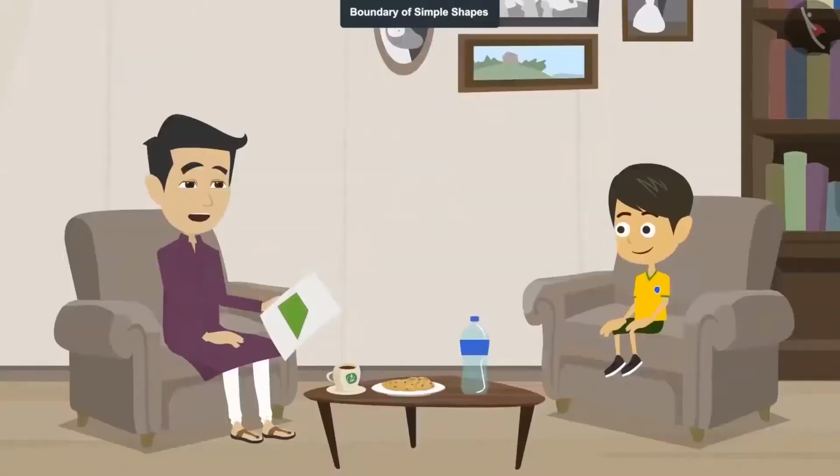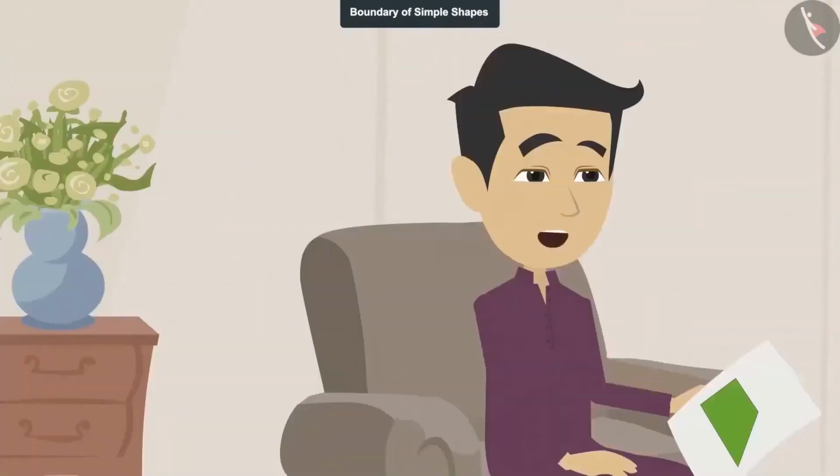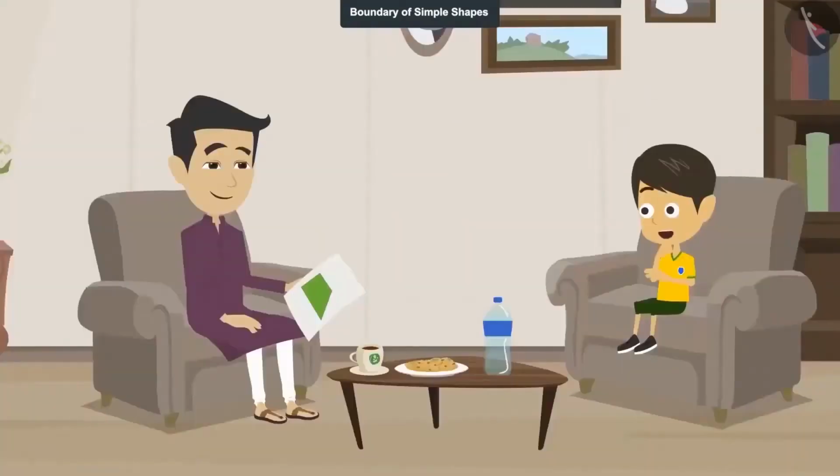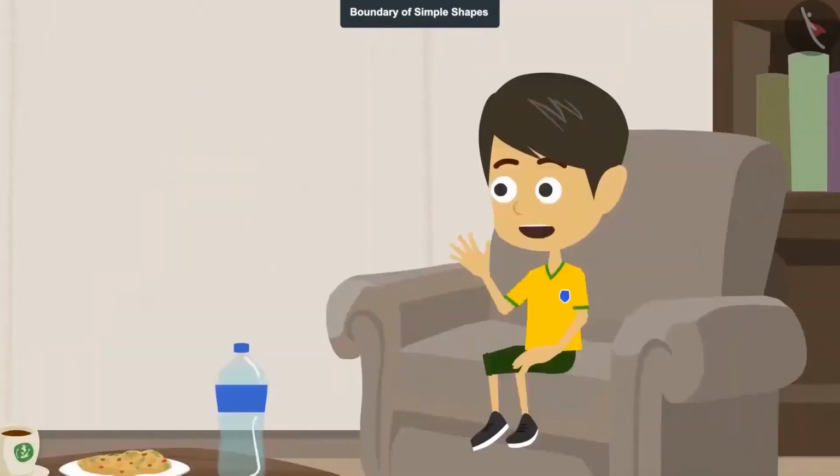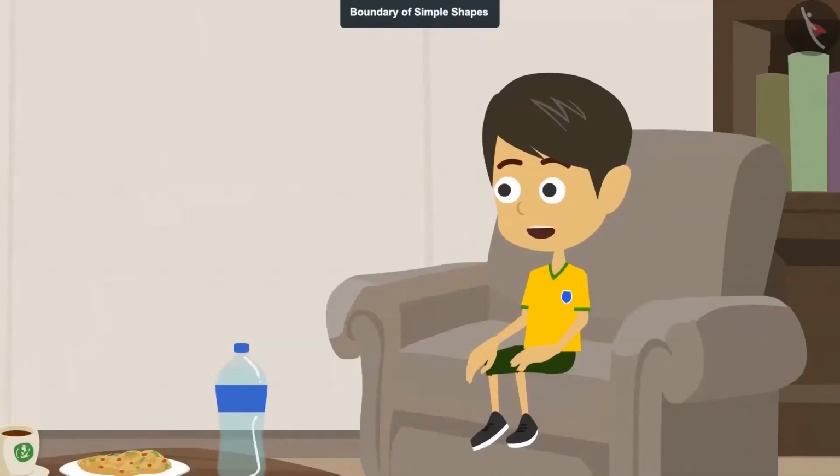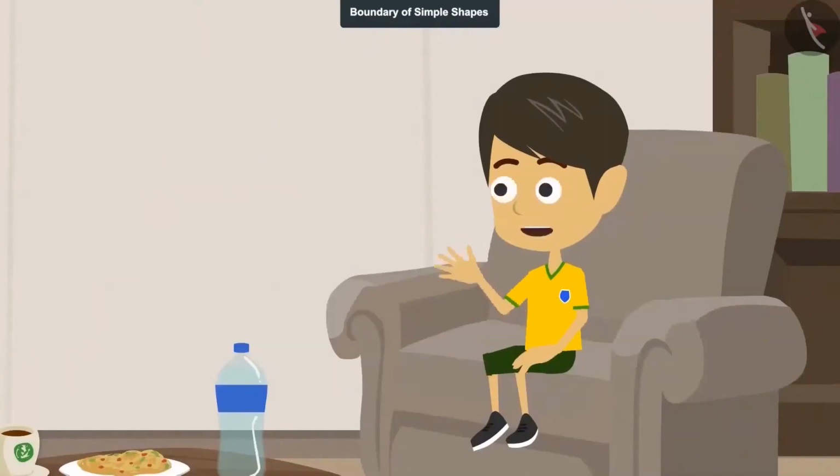Reyansh, son, if we buy the wire without knowing the length of the boundary, then the wire might either be long or short. If we get a short wire, then we have to buy more wire again. And if we get a long wire, the remaining wire will be of no use. That means the length of the boundary is a very useful measurement. As you said, you can buy the right length of wire by finding the length of the boundary.